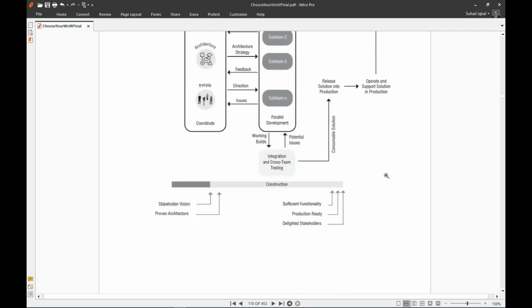And while this is happening, we are basically concerned with construction. And in construction, we are having sufficient functionality, production ready, and delighted stakeholders. These are the advantages. And we started with a stakeholder vision and a proven architecture. So here also we are limited to the construction phase only.